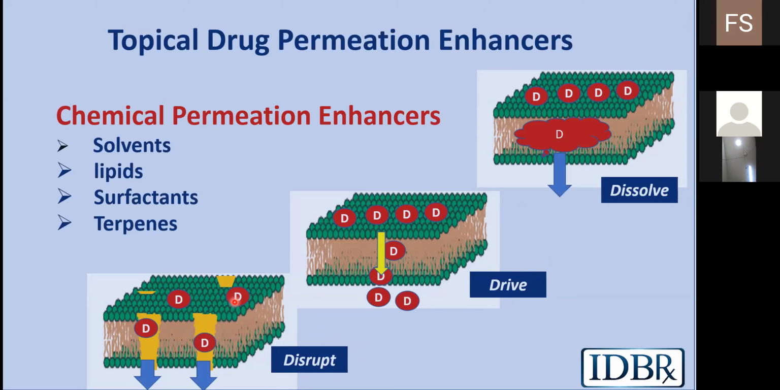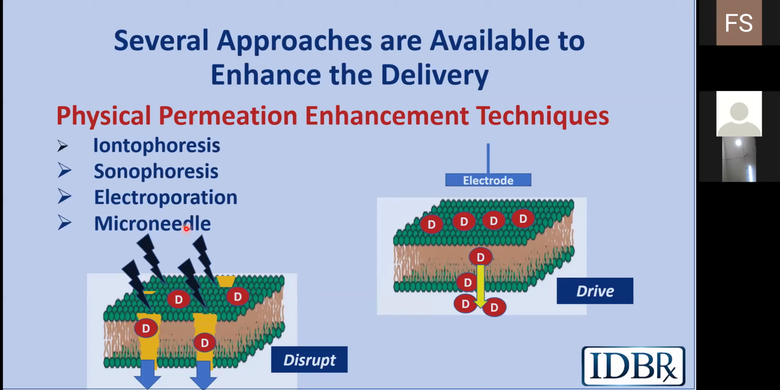How do the physical permeation enhancement techniques work? For example, in iontophoresis, you use a small amount of current, a very low current density, to drive the drug molecule across the skin, where you are matching the polarity of the electrode with the polarity of the drug molecule, so that there is a repulsive force experienced by the drug ion, so that it experiences a driving force and goes across the barrier. But there are disruptive techniques like sonophoresis and electroporation.